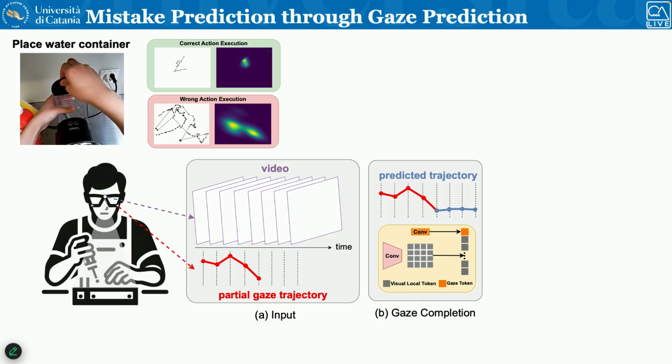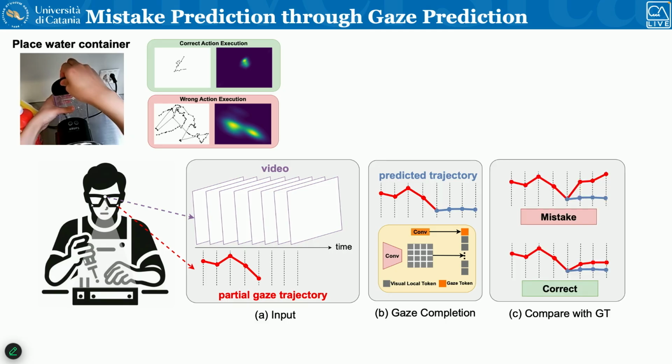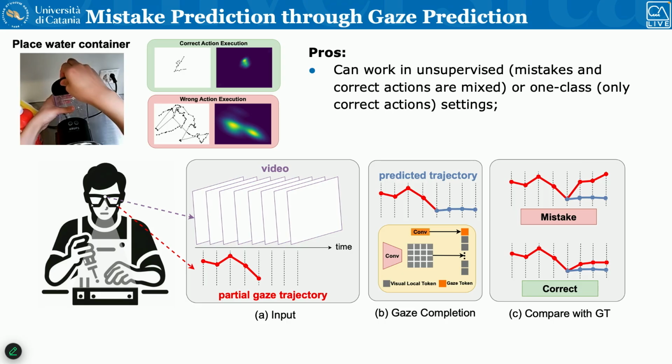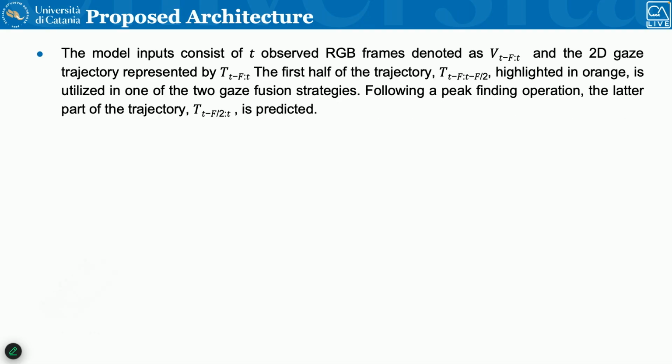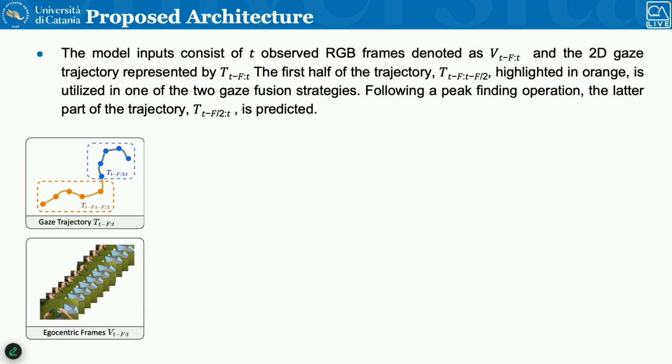We also propose a gaze frame correlation module that links the gaze information with the video. And finally, to tackle the mistake detection task, we propose to compare the ground truth gaze trajectory with the predicted one in order to assess if a mistake is occurring or not. This can work in an unsupervised manner and is also domain agnostic because we do not need to define what a mistake is.